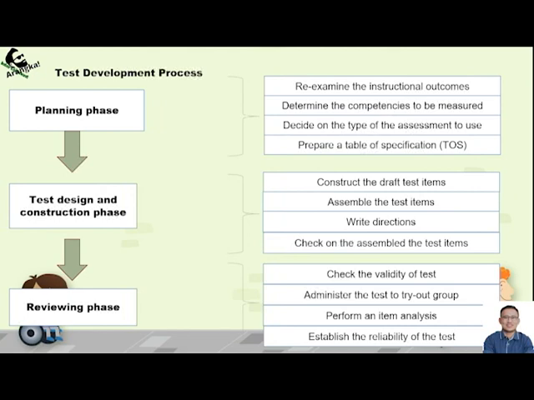The second phase is the test design and construction phase. This includes constructing the draft test items, assembling the test items, writing directions, and checking on the assembled test items. And of course, for the reviewing phase we have checking the validity of the test, administering the test to a try-out group, performing an item analysis, and establishing the reliability of the test.